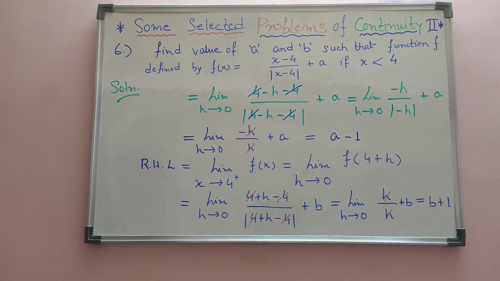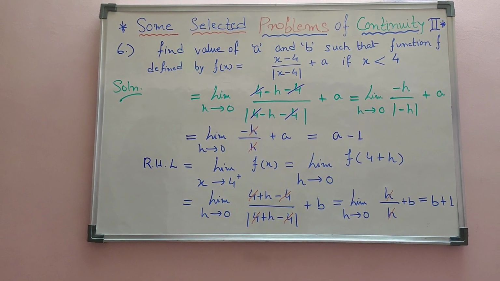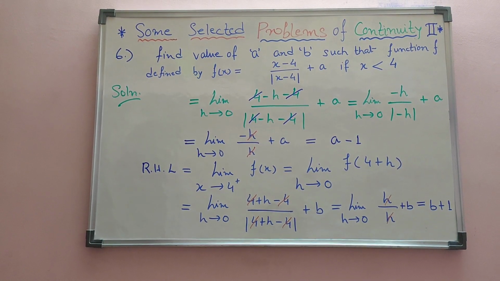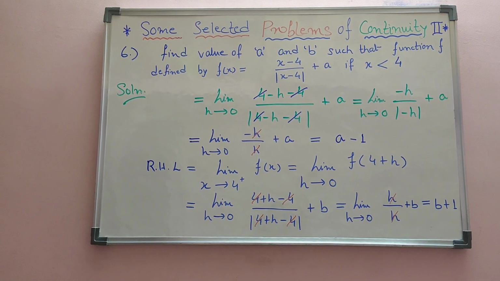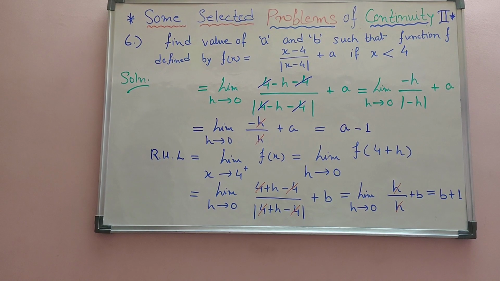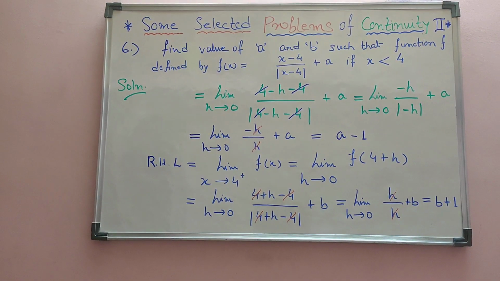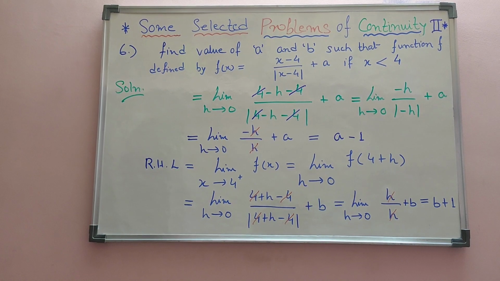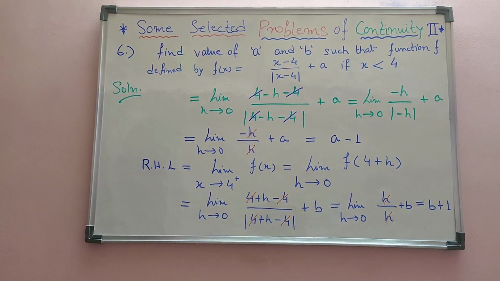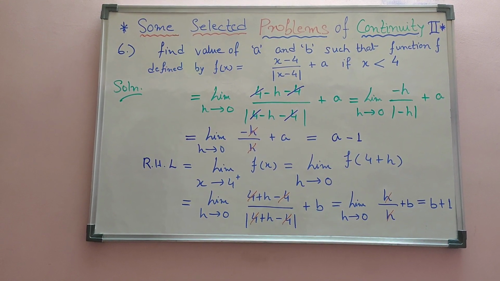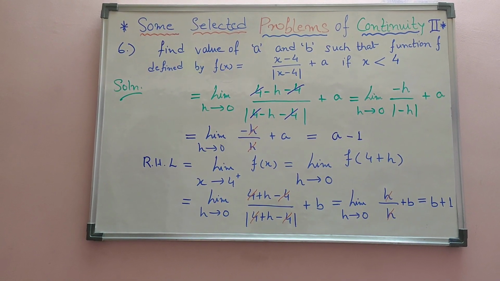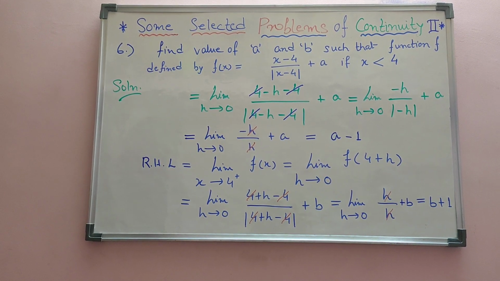Now we have to take the right hand limit. Right hand limit x tends to 4 plus f of x. Change x to h, limit h tends to 0. In place of x it becomes 4 plus h. So 4 plus h minus 4 upon mod of 4 plus h minus 4. 4 minus 4 will be cancelled out in both numerator and denominator. So it becomes limit h tends to 0, h upon h cancelled out. So it becomes just the value 1 and plus b. So the total value becomes b plus 1. So the left hand limit equals a minus 1 and the right hand limit equals b plus 1.